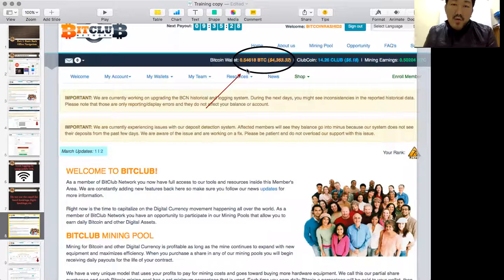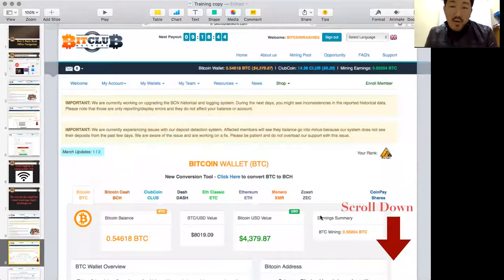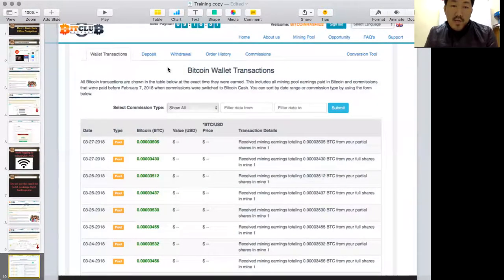So going on, here in the main menu, if you want to look at how much Bitcoin you have, you can click on your Bitcoin wallet here, and it will take you here. It will show you how much Bitcoin you have in your wallet. Now, if you scroll down, you can see how much Bitcoin has been coming into your account. Now, this is a pool one account. So as you can see, it only comes in from mine one. If your account were a founder account, it will come in from mine 1, 2, and 3. As you can see, based on the dates, it's coming in very consistently.